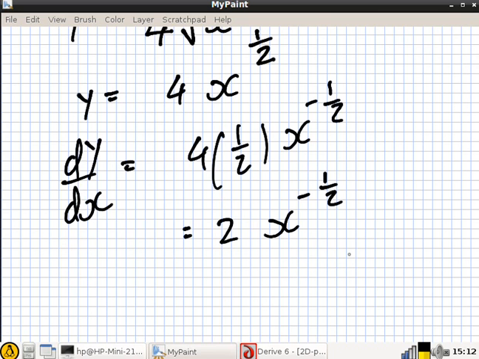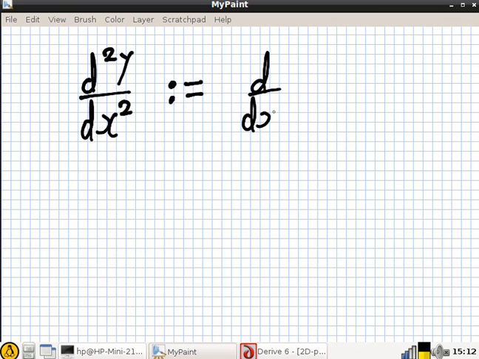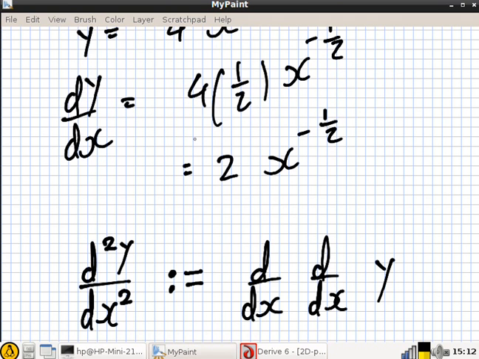But what we're going to look at next is something called the second derivative, which means we differentiate again. So I'm going to scroll down. So this here is the second derivative, and its definition, its formula, so to speak, is just the derivative twice on your function.